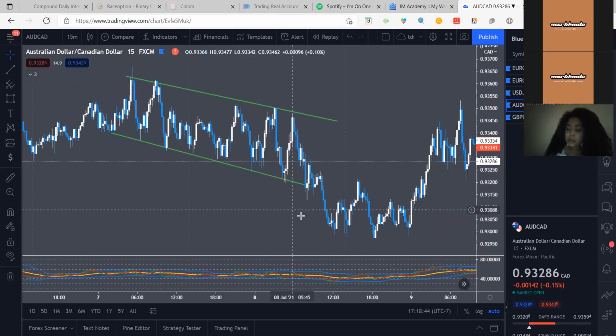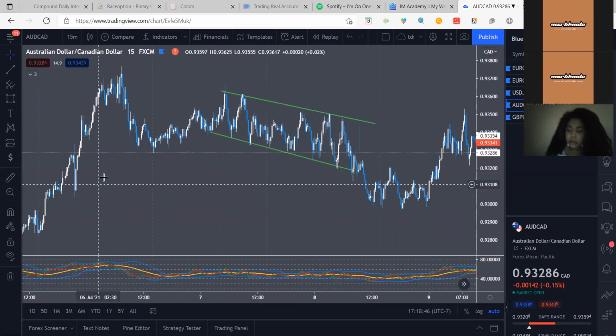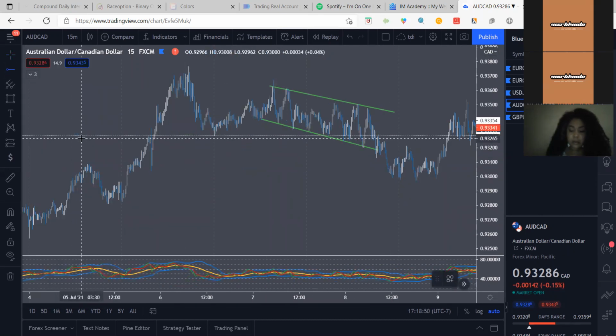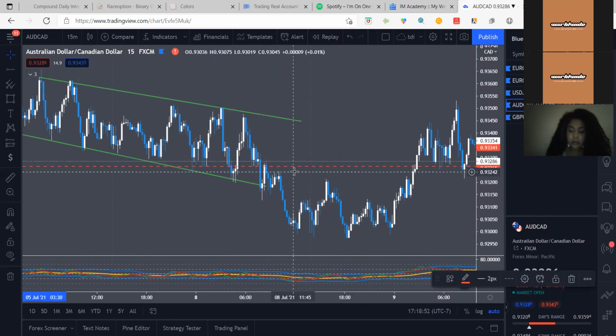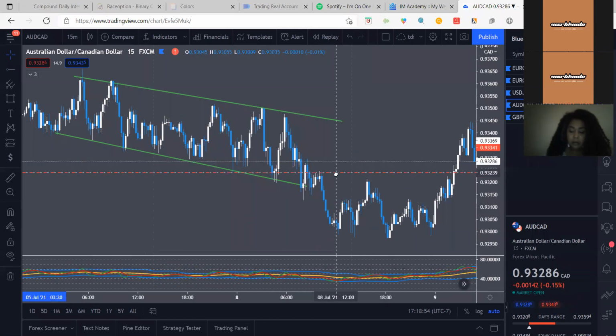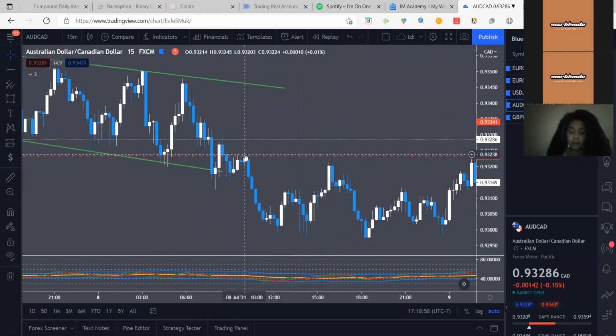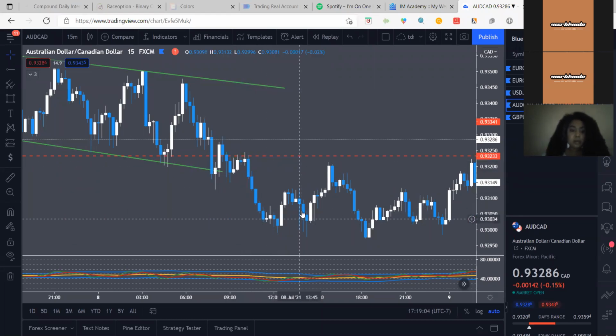Then it finally rejected this support level here, right? Finally rejected this support level here, a resistance level. Rejection, rejection. This is a candlestick pattern. You'll learn this next week. Sell off, consolidation, right?